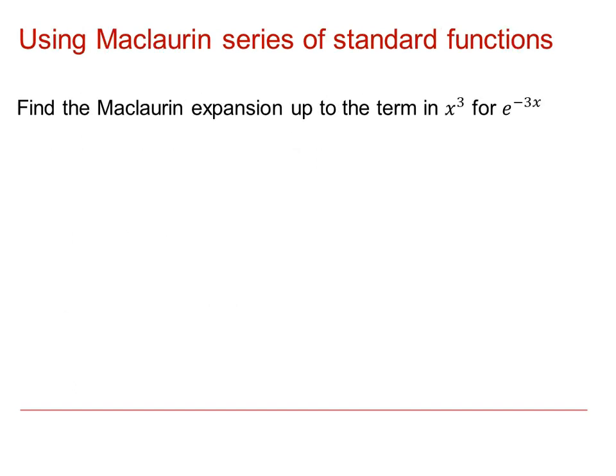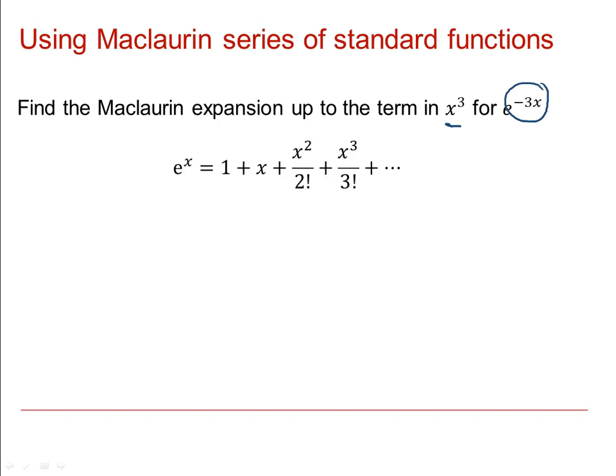So as an example of that, let's look at e to the minus 3x up to x cubed. To do this we can simply use the standard Maclaurin expansion for e to the x, which is given here, and then substitute minus 3x where we see x. So we're just going to substitute into all of these places minus 3x.